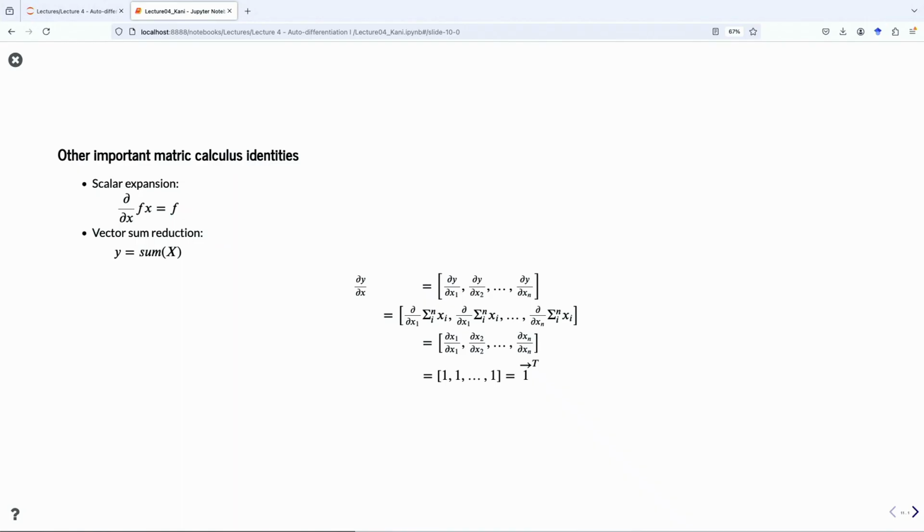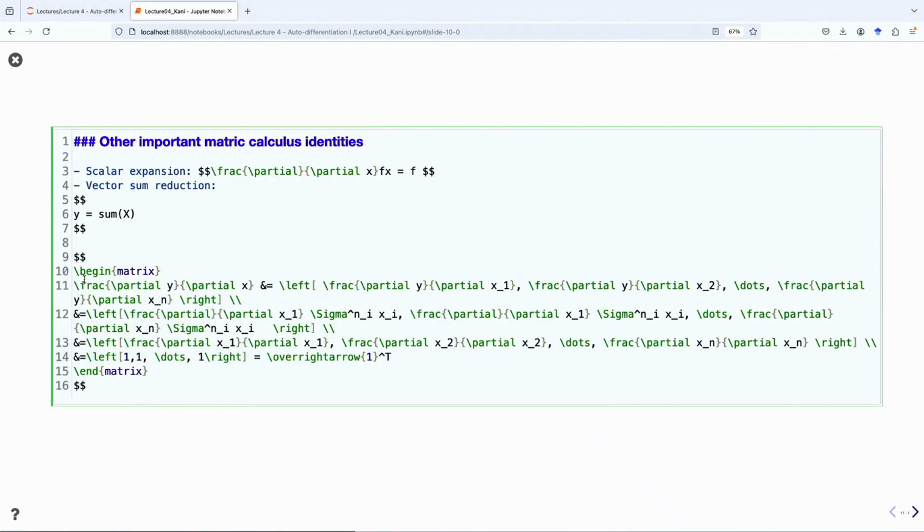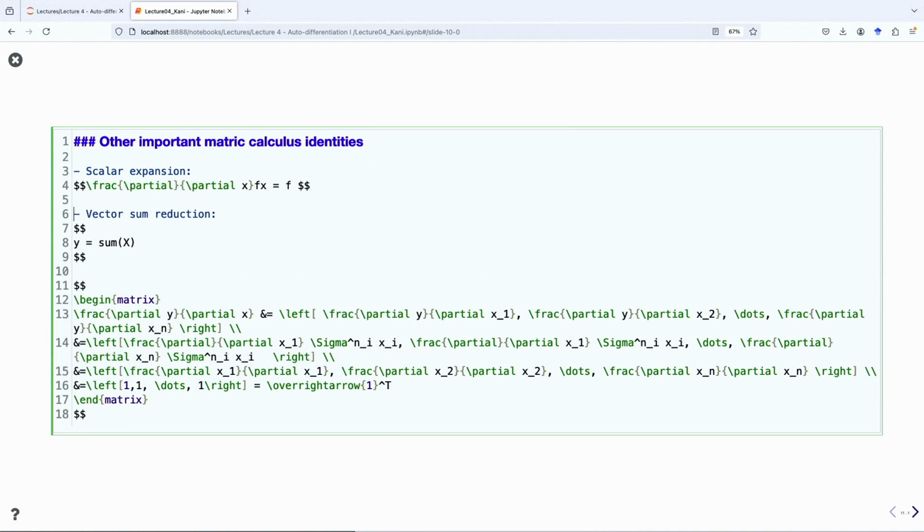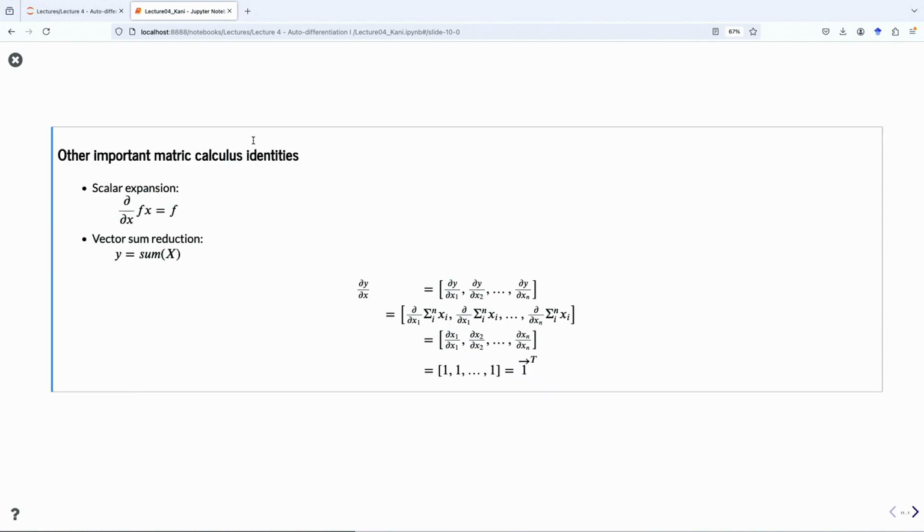Other important calculus identities. Oh yeah, so other important calculus identities. This one got messed up. Hold on. I don't know why the rendering is off. Okay, well, what can you do?